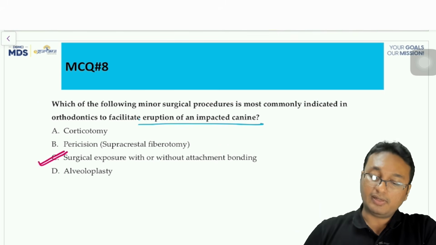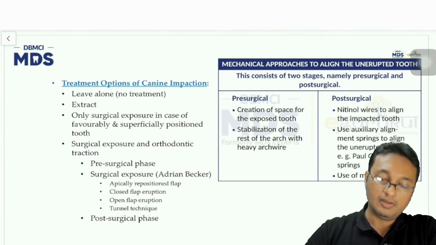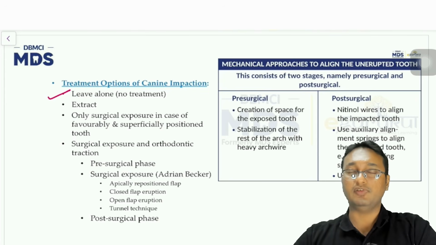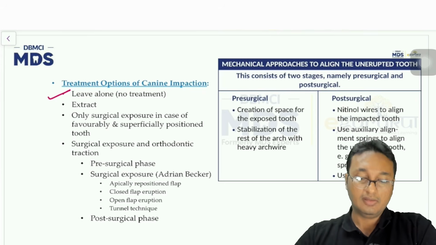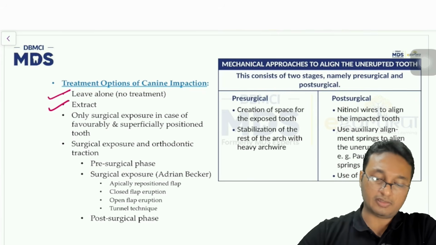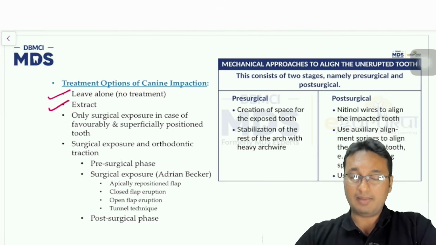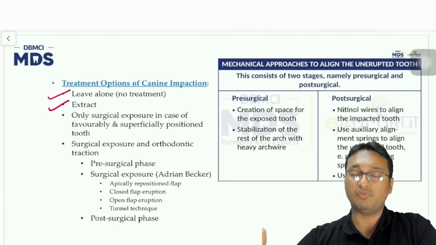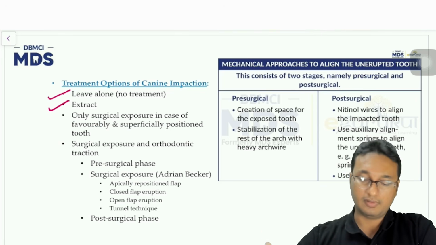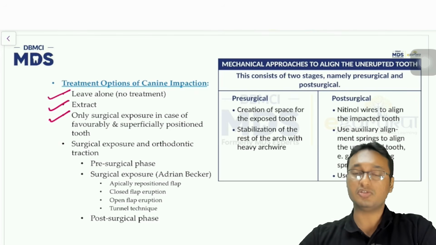Now, whenever you encounter an impacted canine in day-to-day clinical practice, we have different treatment options. First is to leave it alone. That is, we cannot do anything about it. It's way too highly impacted. So no treatment. The second option is to extract the tooth, which happens very rarely. So in all probability, in an orthodontist and surgeon's capacity, we want to track that impacted canine and bring it into proper occlusion, right? Third is only surgical exposure in case of a favorably and superficially positioned tooth.